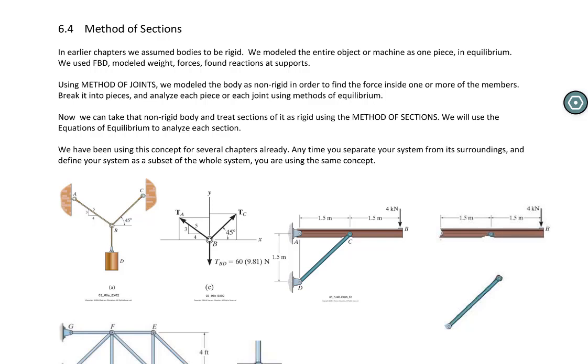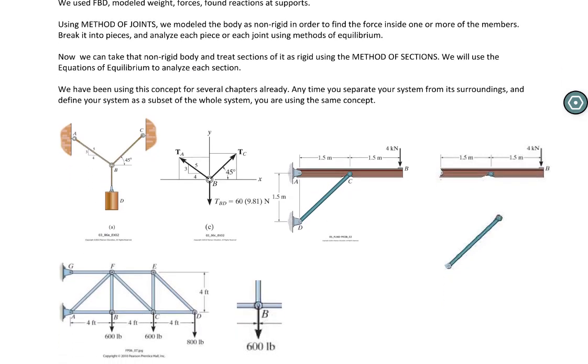And then in chapter 6, beginning of chapter 6, we used the method of joints to model the body as non-rigid. In other words, we looked inside the body to try to find the force inside one or more of the members by breaking it into pieces and then analyzing each piece as a rigid body or each joint as a rigid body using method of equilibrium. So now we can take that non-rigid body and treat sections of it as rigid using the method of sections. We'll use equations of equilibrium to analyze each section.